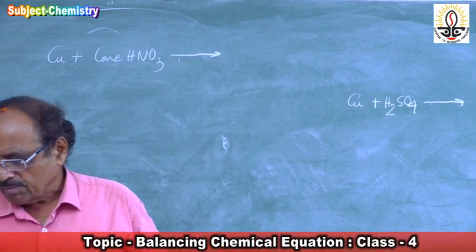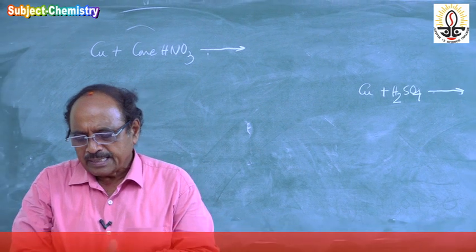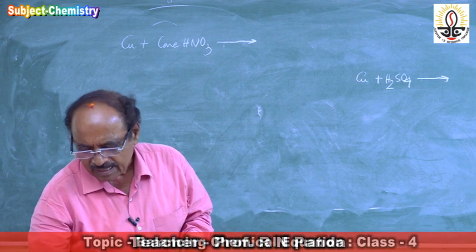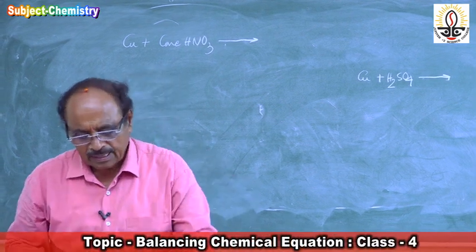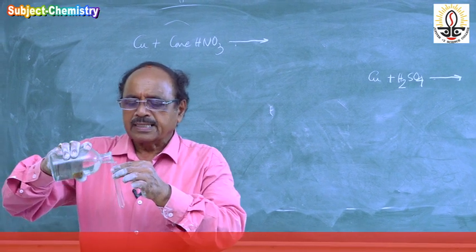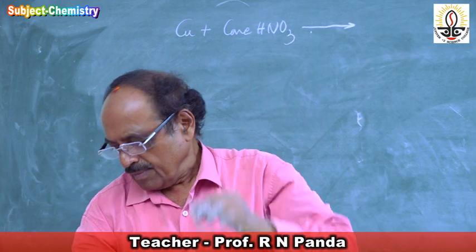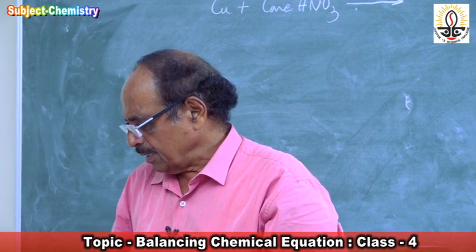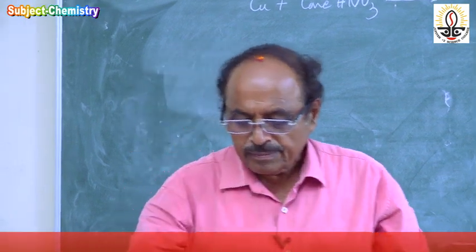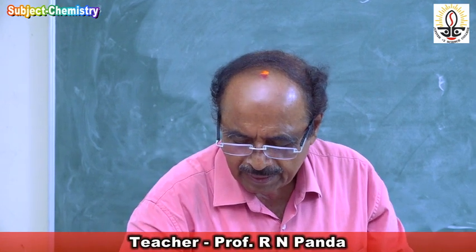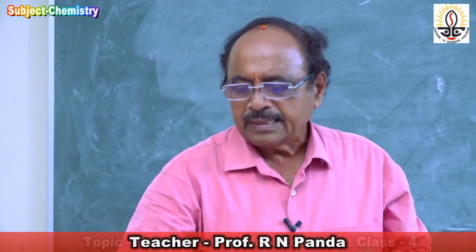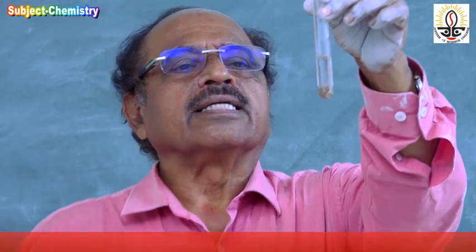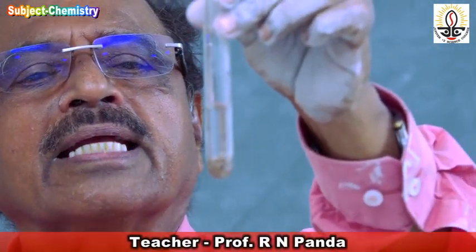What happens to them? Copper is a metal and sulfuric acid is an acid. So I will add copper powder to sulfuric acid. Let you see this, then I will tell you why nothing is happening. This is the sulfuric acid I have taken, and I have copper metal with me. I am adding the copper metal to the sulfuric acid. You see, they went inside. Nothing happened. They remain like that.